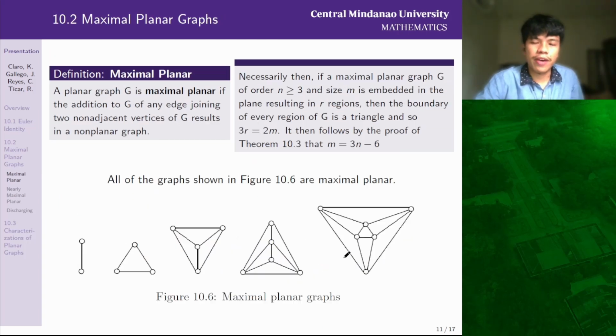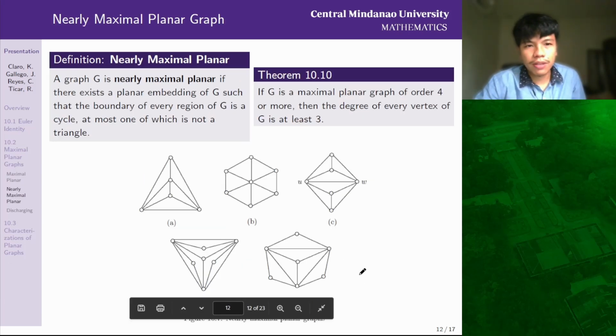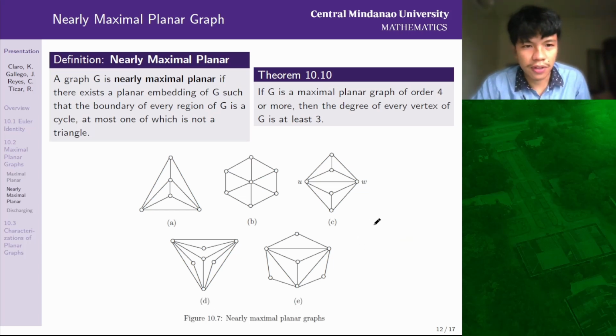Okay, now that we have established the concept for maximal planar graphs, now let us move on to the concept of nearly maximal planar graph. Now it states here that the definition is that a graph G is nearly maximal planar if there exists a planar embedding of G such that the boundary of every region of G is a cycle, at most one of which is not a triangle. Now let us have an example for this nearly maximal planar graph.